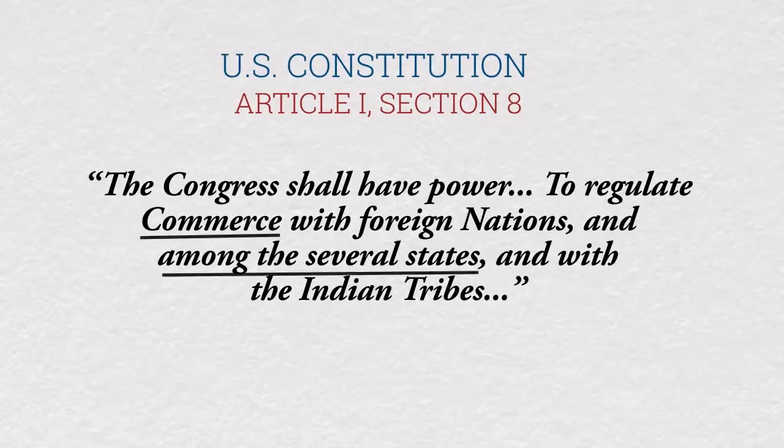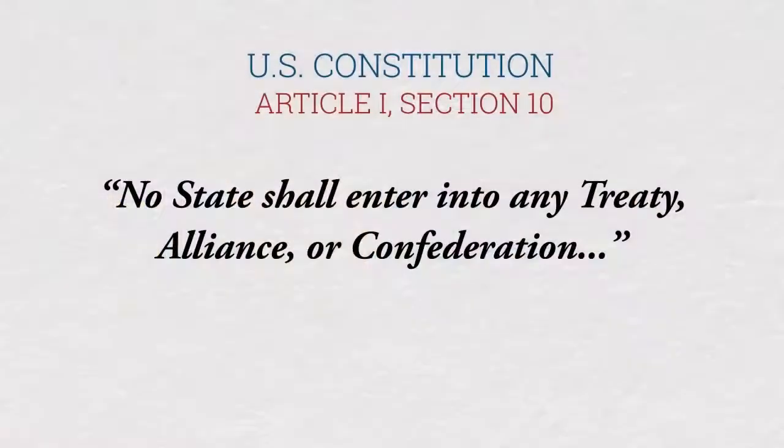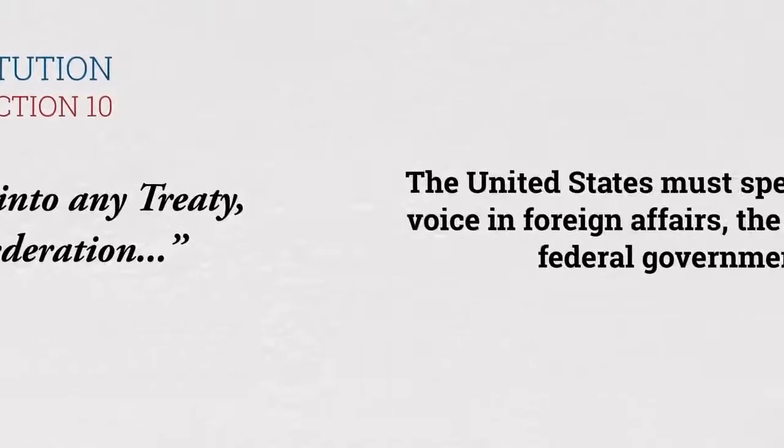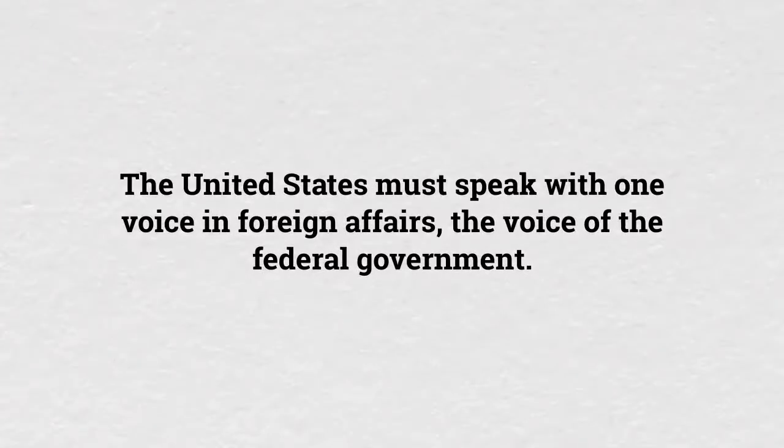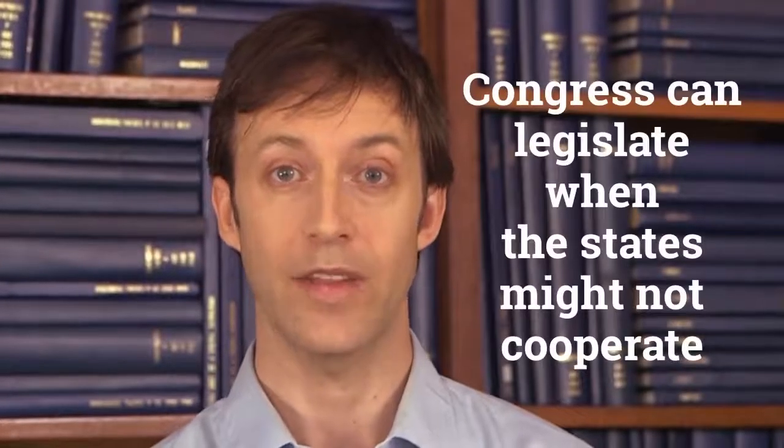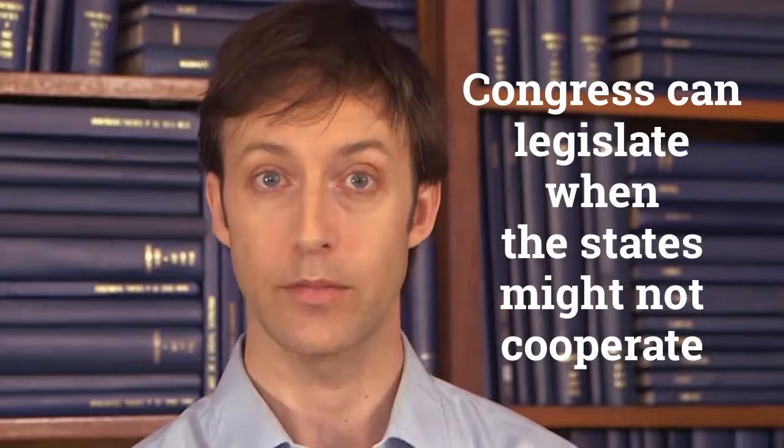Interstate commerce, for instance, trade among the states. If you leave that up to the states, they might try to favor local businesses. New York might say, no one can sell tomatoes from New Jersey because they want to help out the New York tomato growers. So Congress has power over interstate commerce. So too with foreign affairs. The United States must speak with one voice in foreign affairs, the voice of the federal government, not 50 different states. So generally, Congress can legislate when the states might not be able to cooperate.